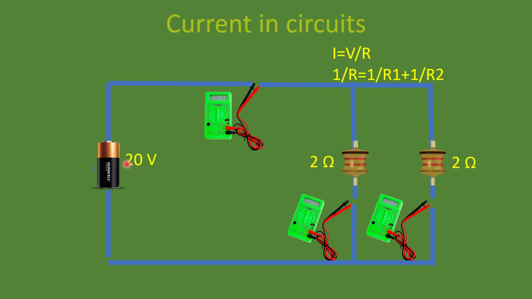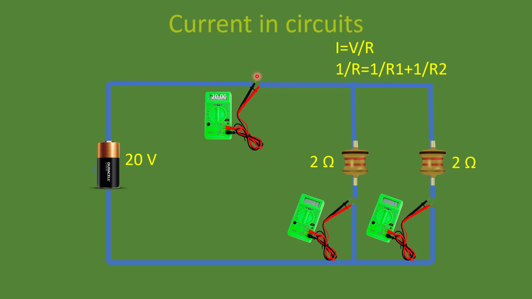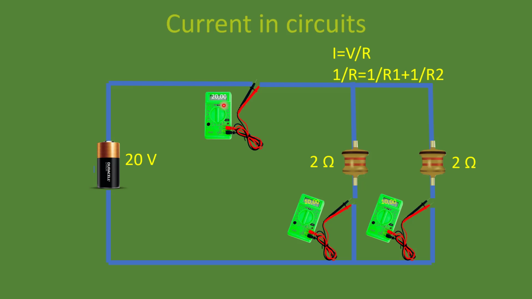So we know the voltage. Voltage is 20 volt. So what will be the current? I equals V divided by R. We can see the current in the main line is 20 amps. Current in the branches: what is the branch resistance? Branch resistance is 2 ohm each. Then the current in the branches will be 20 divided by 2, that is 10 ampere each. Total current you can see is 20 amps. Current in these branches will be 10 amps each.